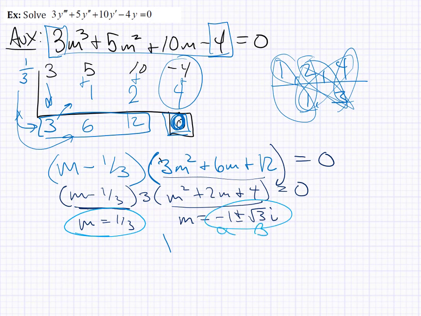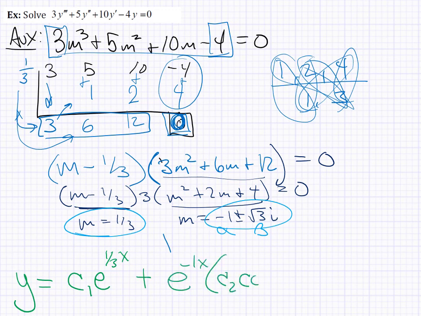So then our differential equation solution should be c1 e to the 1/3 x plus e to the negative 1x times c2 cosine square root of 3x plus c3 sine square root of 3x.